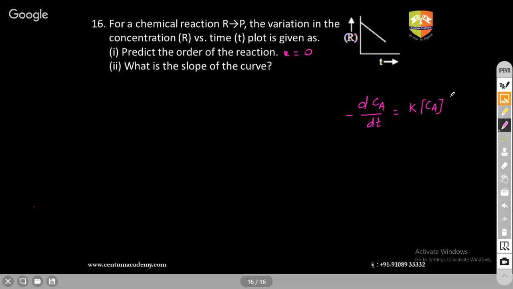If it is 1, then we'll get a log term here, right? Since it's a straight line here, and if it is 0, you can cross check like this. You'll get y is equal to mx plus c form, so it will be a straight line. So it is a 0 order reaction. Now for a 0 order reaction, the slope of the line of concentration versus time is nothing but minus k. So it is nothing but the rate constant of the reaction.